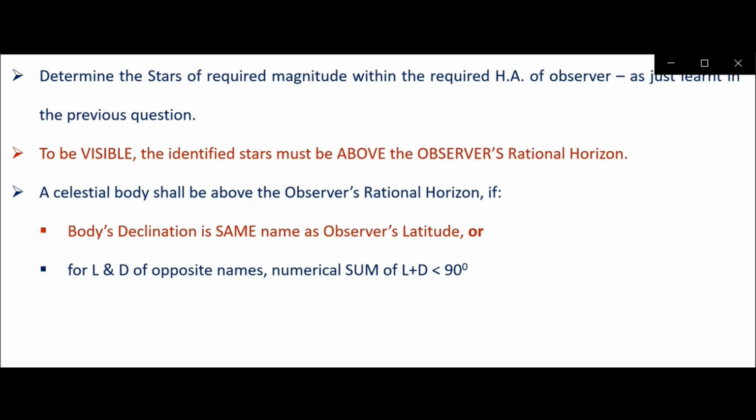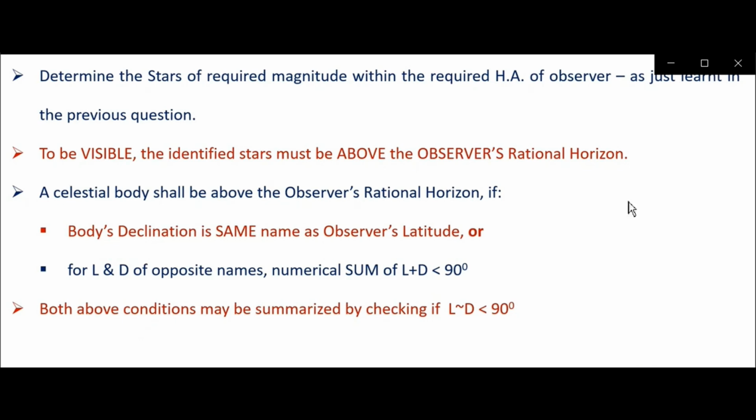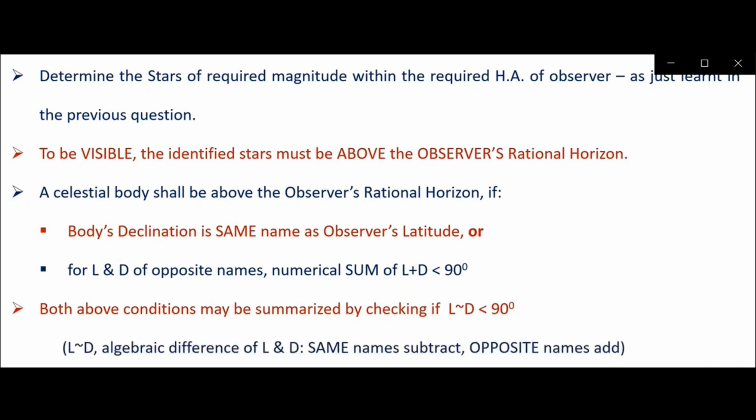Now, both these things can be summed up in one condition, wherein we find out L difference D, the difference between latitude and declination, and if the difference is less than 90 degrees, the body shall be visible. What do we mean by L difference D here? Please note, it means the algebraic difference between latitude and declination. Algebraic difference means that if they are the same names, you subtract, and if they are opposite names, you add. If the algebraic difference is less than 90 degrees, the body shall be above the rational horizon and hence visible.